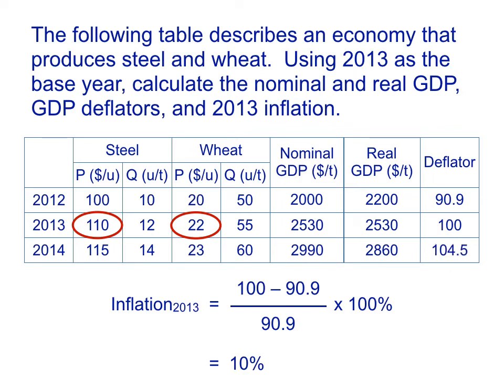And you probably should have calculated the 2014 on your own, but you can go ahead and do this and see that you get these numbers. Nominal, 2990, real, 2860. And that means that we have a deflator of 104.5, which means that my 2014 inflation would be 104.5 divided by 100, which gives me 4.5%.